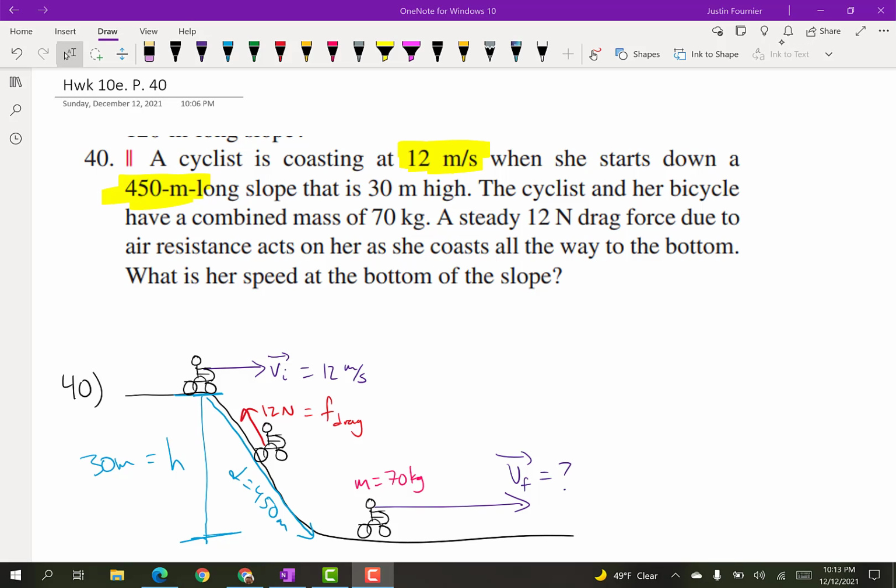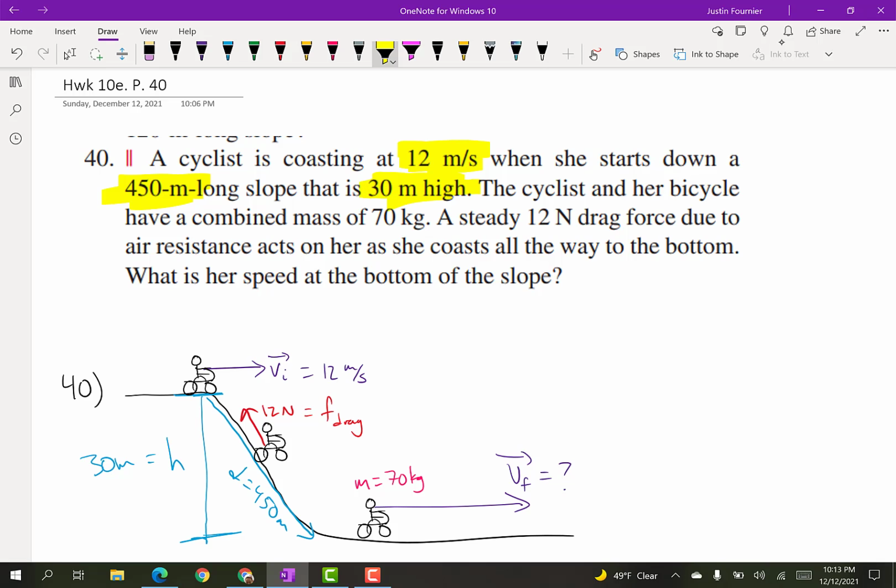Hi everybody. So this was requested from homework 10E, chapter 10, problem 40. It basically goes as follows. A cyclist is coasting at 12 meters per second when she starts down a 450 meter long slope that is 30 meters high.